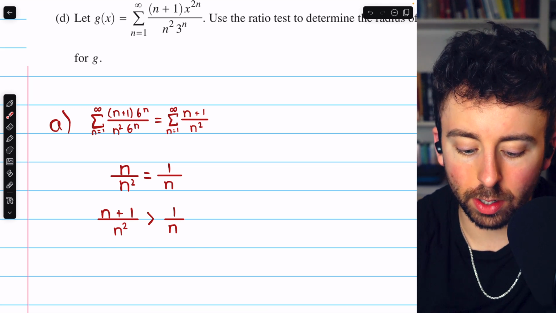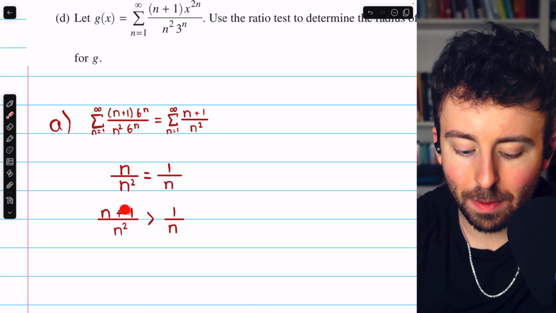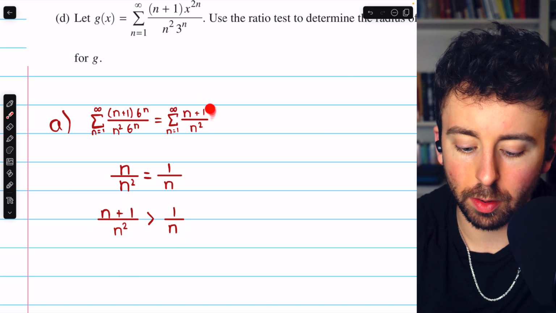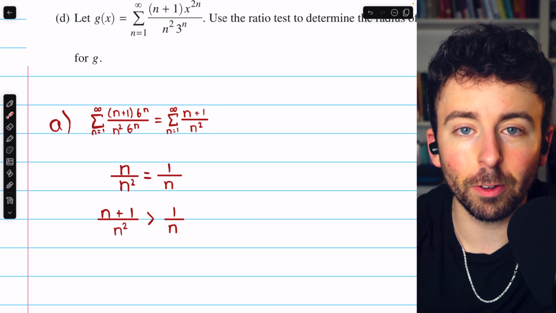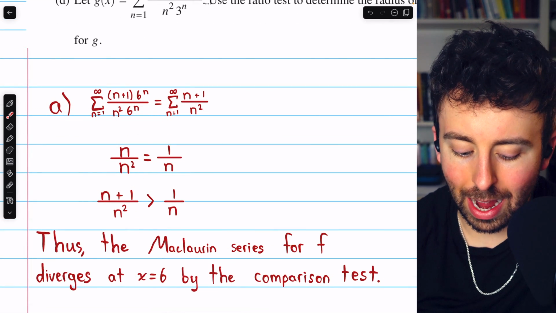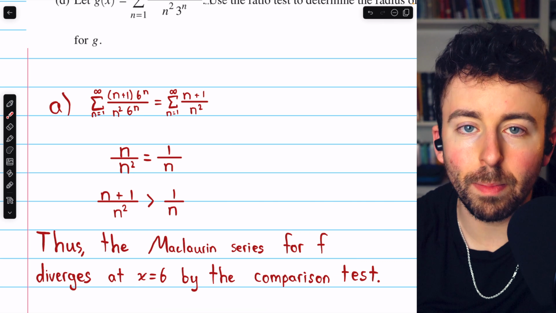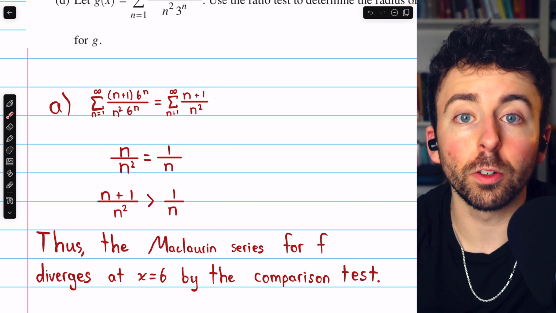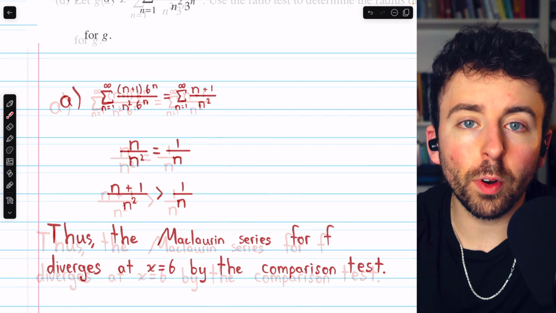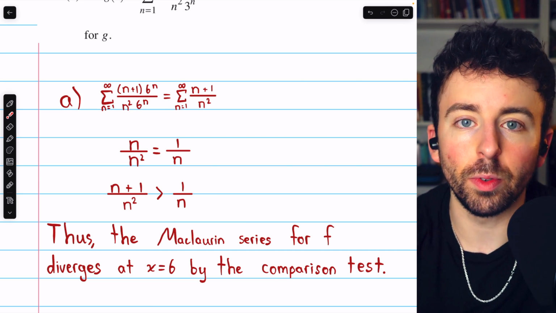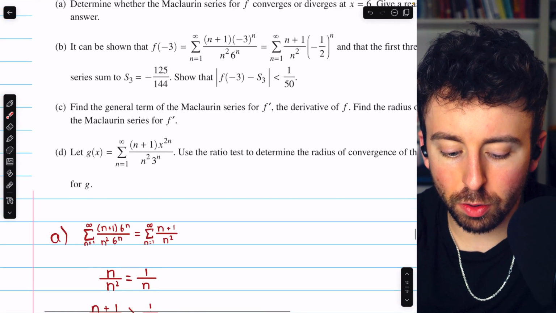Hence, if we add 1 to the numerator on the left, we make it bigger than 1 over n. And this thing on the left is the terms of our series. So yeah, the terms of this series are bigger than the terms of the harmonic series, and so this series must diverge also. So the Maclaurin series for f diverges at x equals 6 by the comparison test. The harmonic series diverges, and this series consists of terms that are greater than the harmonic series terms. And of course, both the harmonic series and this series consist of positive terms, so we can use the comparison test. All right, on to part B.